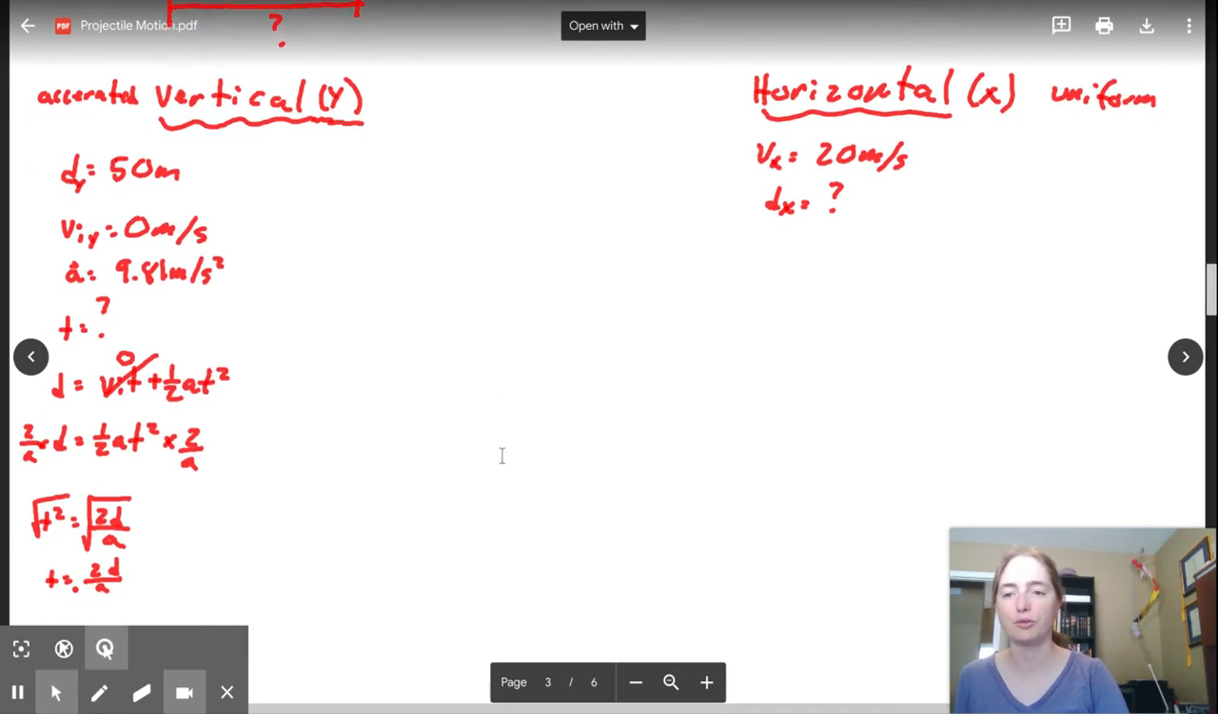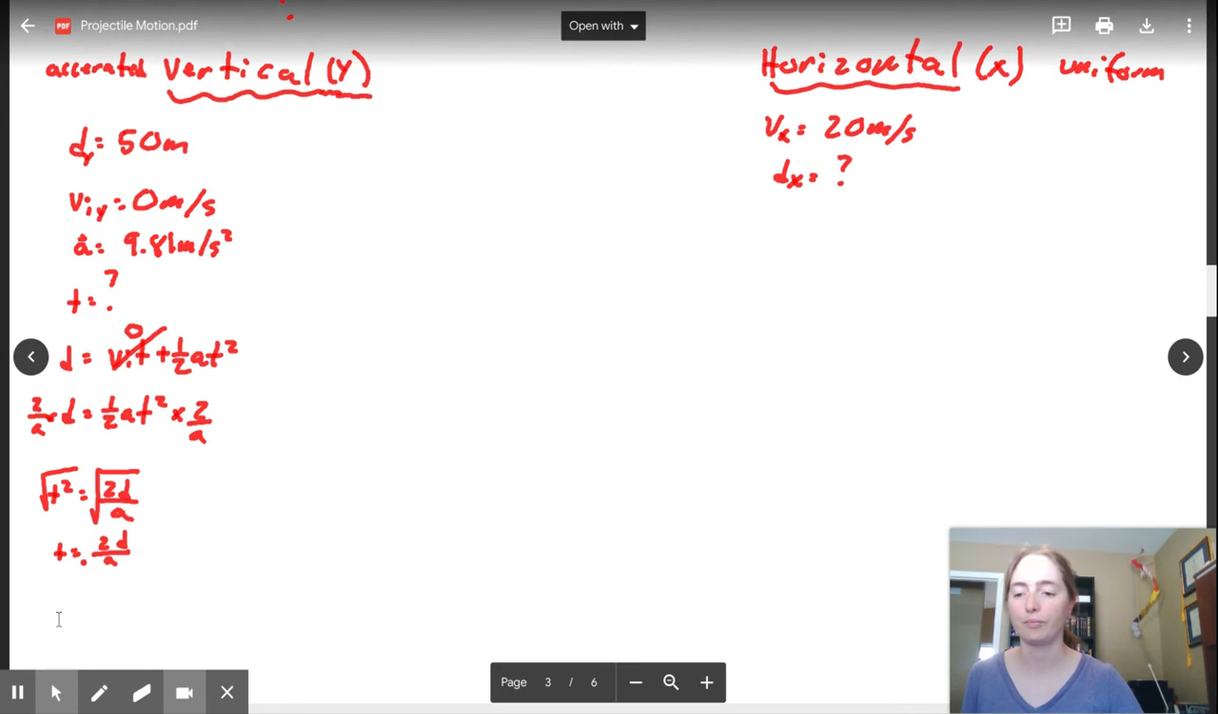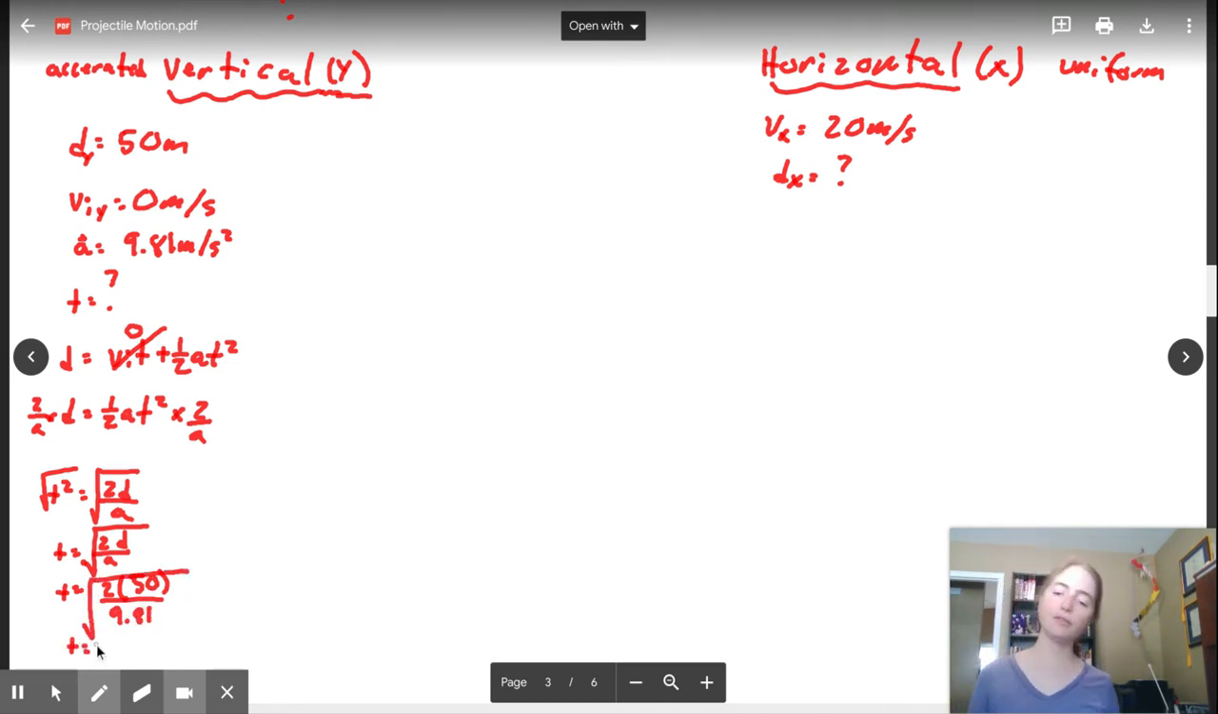I have to scroll down here. There we go. I am now going to put my numbers into my equation. So I've got 2 times 50 divided by 9.81, square root the lot. And you are very, very consciously and carefully going to put this in your calculator in the following fashion. 2 times 50 equals 100. Divide 100 by 9.81. Enter. Second square root, second answer. That's the order you put it in your calculator.